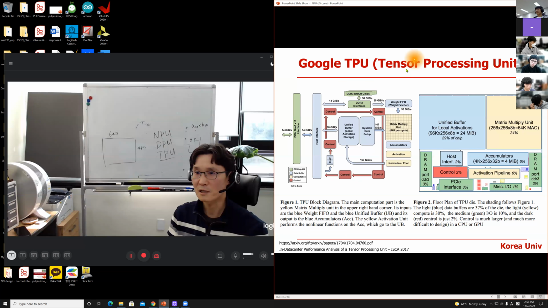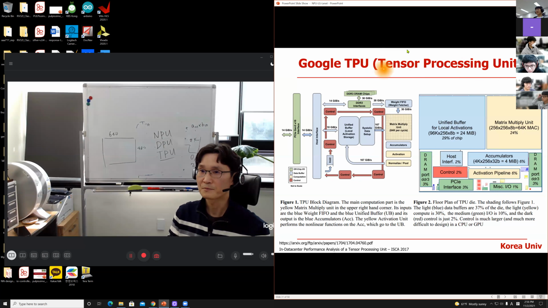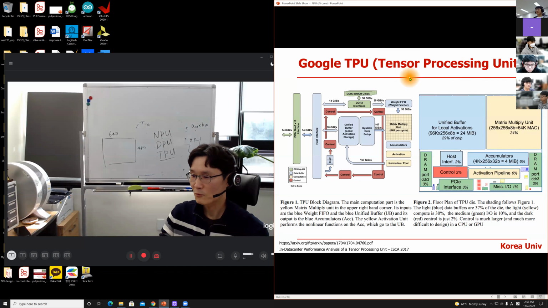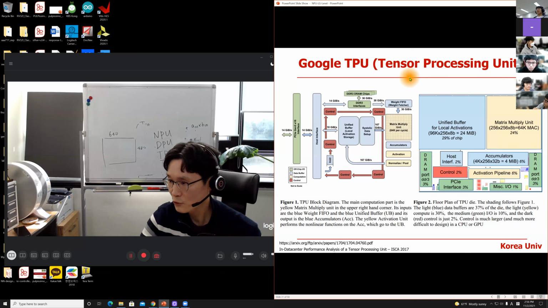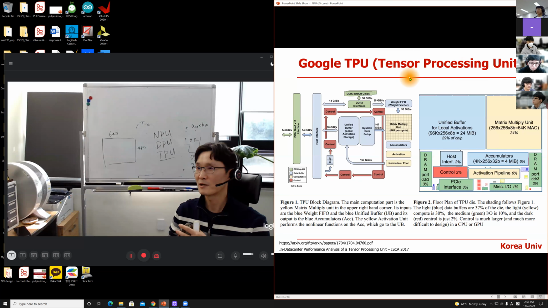Google tensor processing unit. What is tensor? Guyun, you are a math major in undergrad.